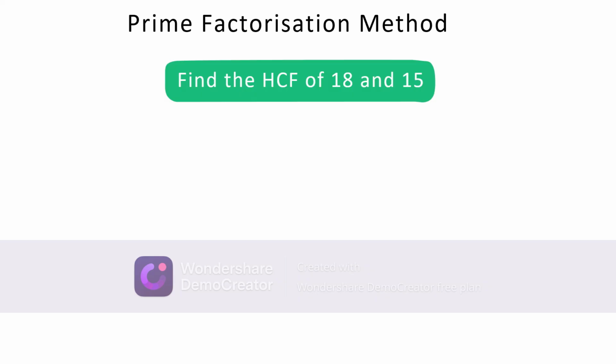Let's move to the next method, that is the second method to find the HCF of two numbers. This is the prime factorization method. We will use prime numbers to find the HCF. Let's take the first number, that is 18. You write down 18, draw one vertical line and one horizontal line. Take the smallest prime number which will divide 18. Because it's an even number, we'll take the number 2. We'll start with 2. 2 nines gives you 18.